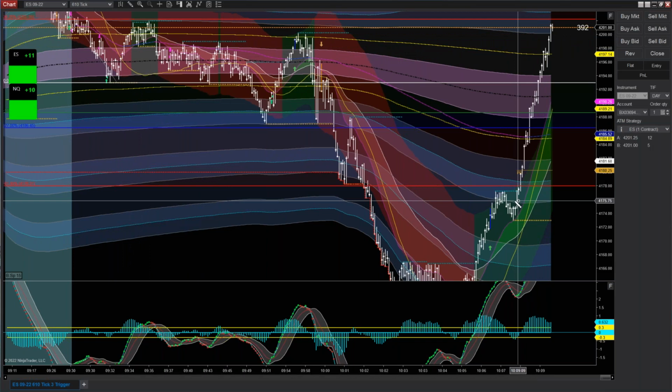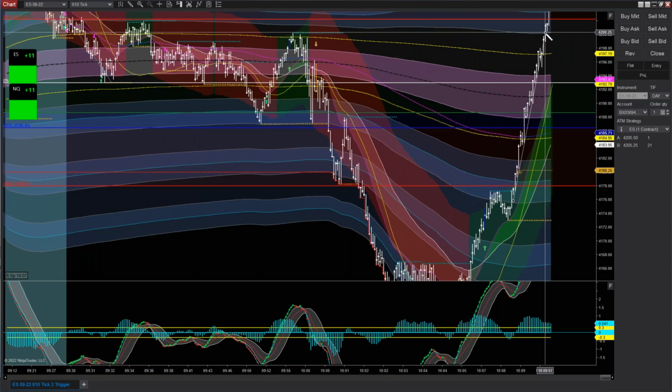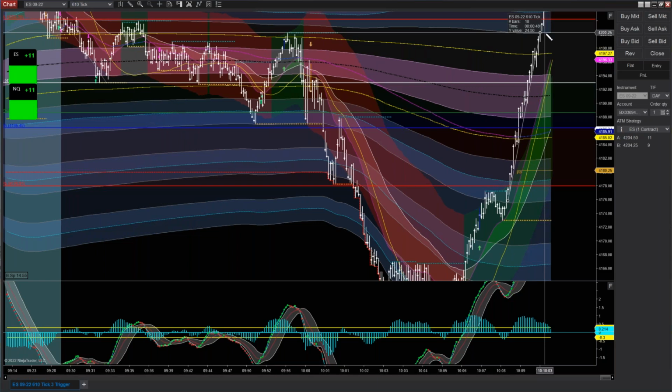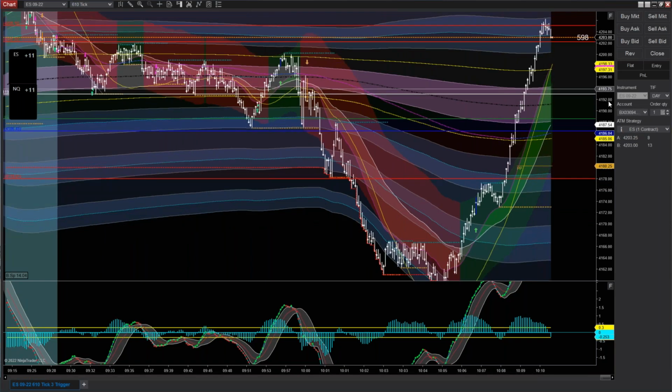So from there, look at that, right through. This would have been my target right here. 24 points. Can you imagine that? That's over a $1,000 trade on one contract. Look at that. The volatility has returned.